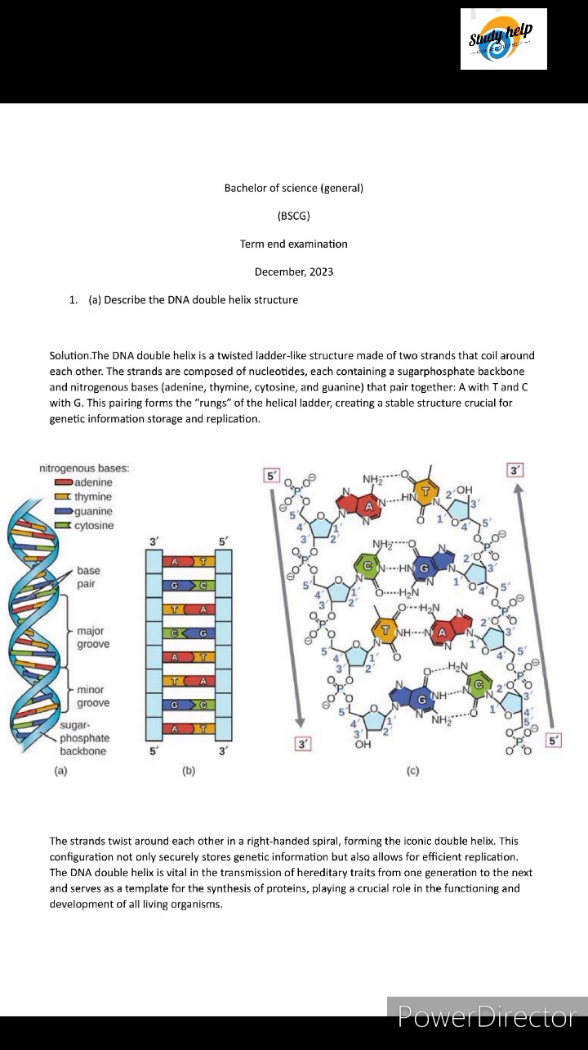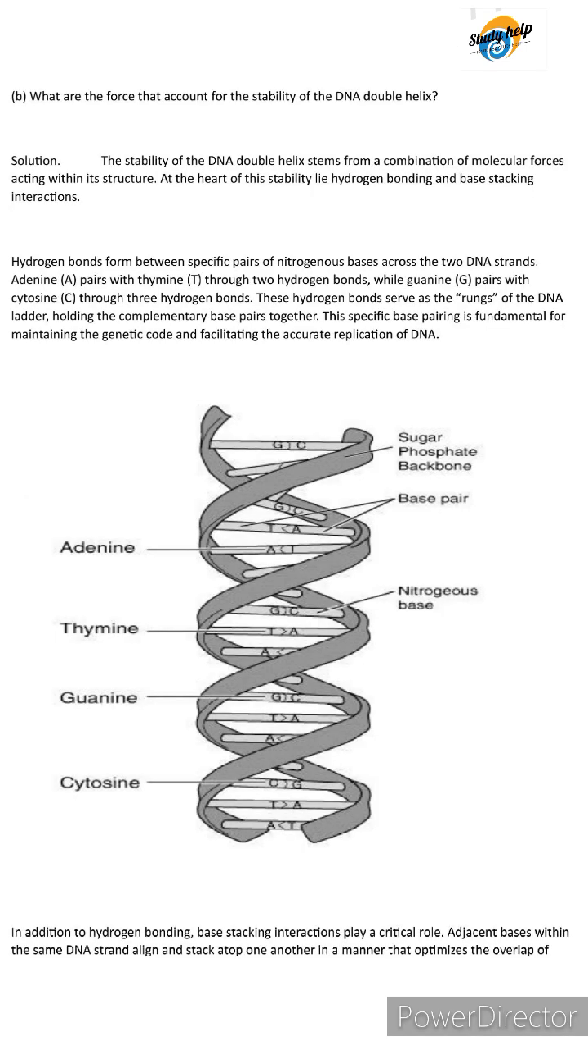The strands twist around each other in a right-handed spiral, forming the iconic double helix. This configuration not only securely stores genetic information but also allows for efficient replication. The DNA double helix is vital in the transmission of hereditary traits from one generation to the next and serves as a template for the synthesis of proteins, playing a crucial role in the functioning and development of all living organisms. B. What are the forces that account for the stability of the DNA double helix?